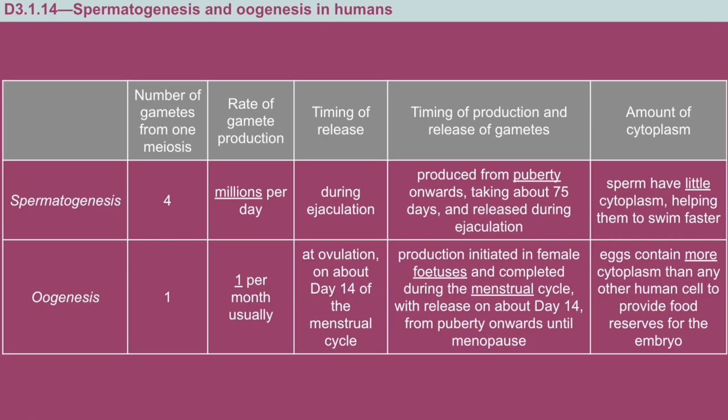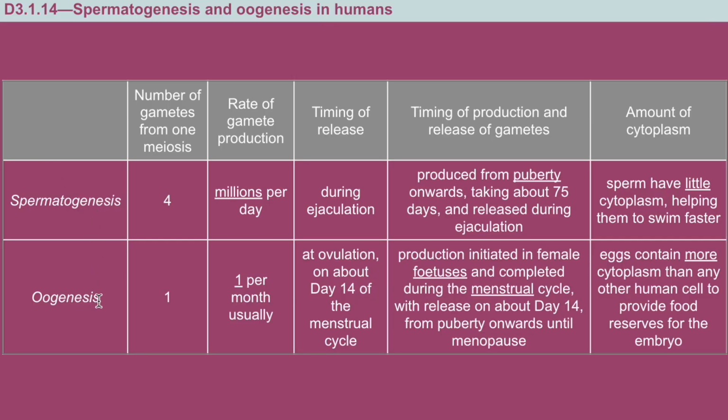All right. Let's contrast then spermatogenesis and oogenesis. In spermatogenesis, we're going to have 4 gametes from 1 meiosis. In oogenesis, just the 1 because there were also 2 polar bodies produced that get broken down. Whereas spermatogenesis can generate millions of sperm per day, oogenesis only about 1 per month. Sperm are released during ejaculation. Eggs are released at ovulation on about day 14 of the menstrual cycle.